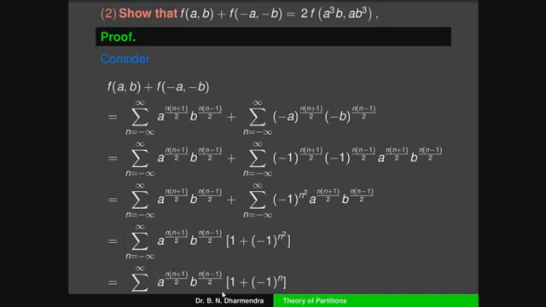So the case will appear in terms of if n is even and if n is odd. If n is odd, the value becomes (-1) to the power of an odd term, that is minus 1. So 1 minus 1 is 0. We can leave those terms and put n equal to 2n. You can replace the terms.